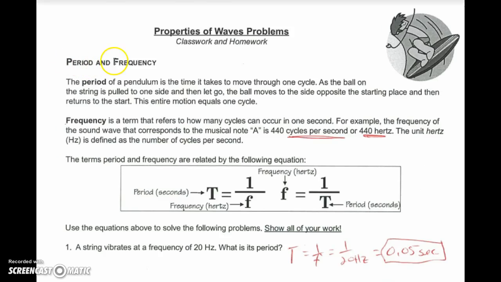This lecture is going to go over the properties of waves problems, the handout that we started today in class. It is both classwork and homework. We'll start off looking at period and frequency.